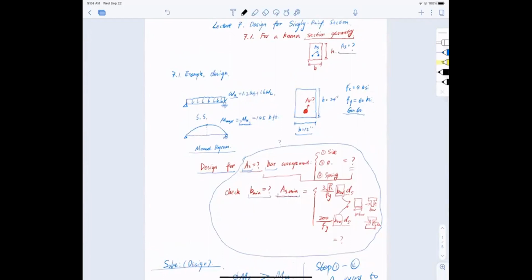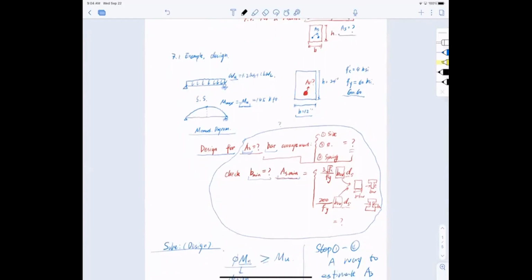We started with a simple problem last lecture: a simply supported beam with applied loads of 1.2 dead, 1.6 live, and the total applied moment is 145 kip-foot. The section size is a width of 12 inches and a height of 24 inches, with concrete at 4 ksi and yield strength of 60 ksi. We're simply trying to find out how many bars we need.